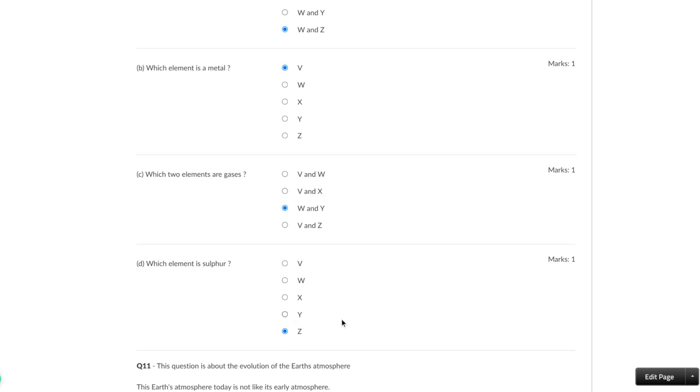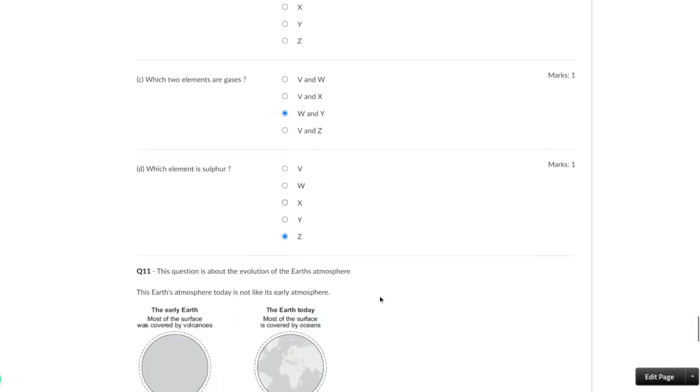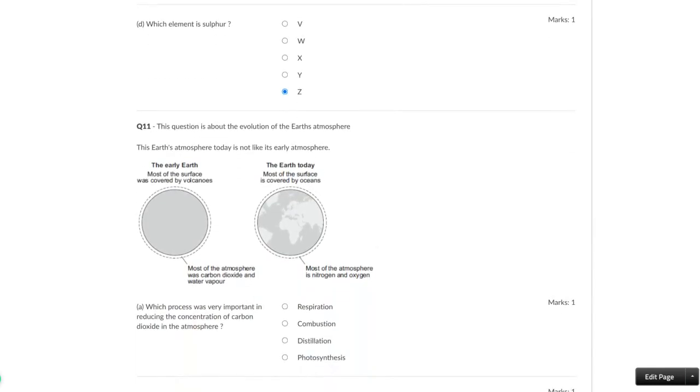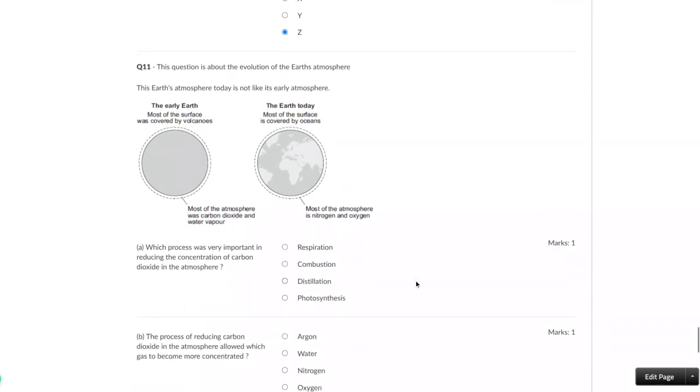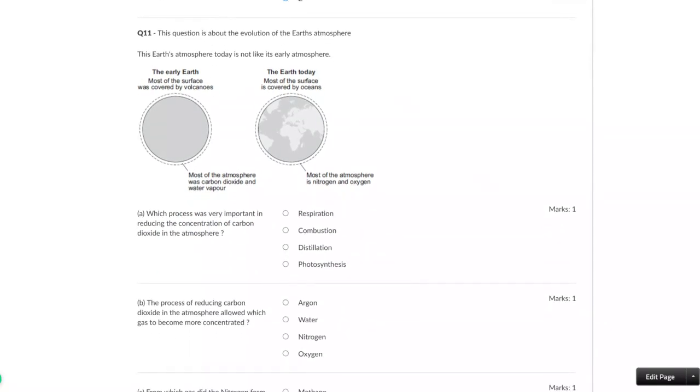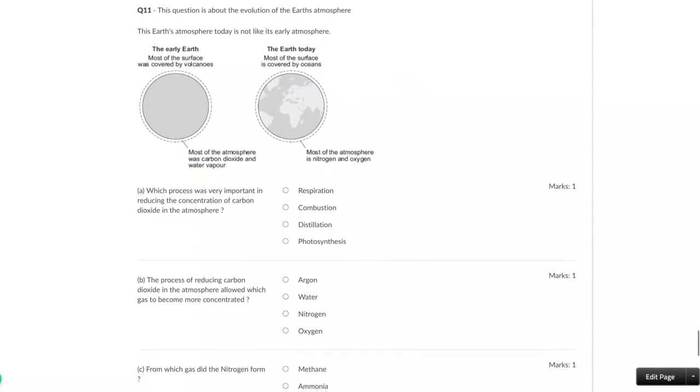And then if we go into question 11, this is the final section on the Earth's atmosphere and the final area that we looked at this year. And which process was important? So what we're looking at is the early Earth. It's covered in volcanoes, mostly carbon dioxide and water. And then nowadays, obviously, we now know it's nitrogen and oxygen, 78% and 21% respectively. And we know that we've had to reduce the amount of carbon dioxide in the atmosphere, and which process was very important in doing that.